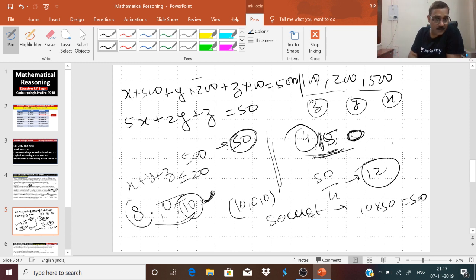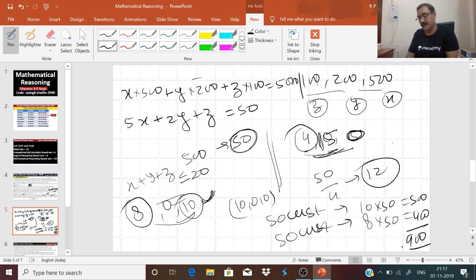So how many notes are required? 500 notes are required to serve 50 customers. For one customer 8 notes, so again for 50 customers we require 8 into 50, that is 400. So the total number of notes required is 900.